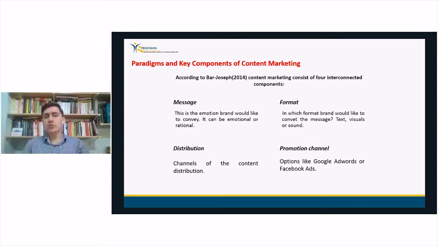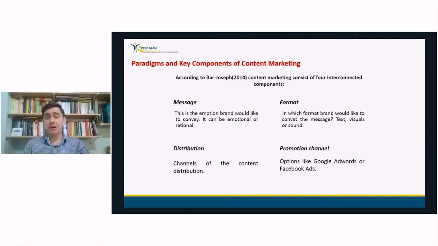Also, there is another approach towards the components of content marketing. This approach is proposed by Bar Joseph. According to Bar Joseph, content marketing consists of four interconnected components, which are message, format, distribution, and promotion channel. It is possible to say that the first two of the four elements are about content, and the following two are related to marketing of the content. According to Bar Joseph, content consists of message and format. Format determines the channel where content will be distributed. And Bar Joseph's formulation can be explained as follows.